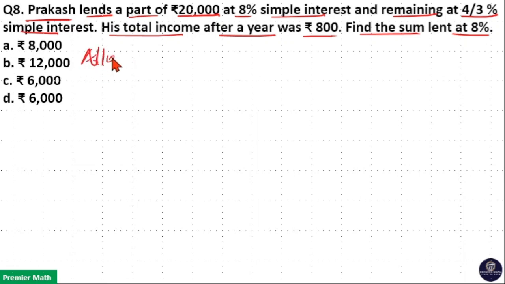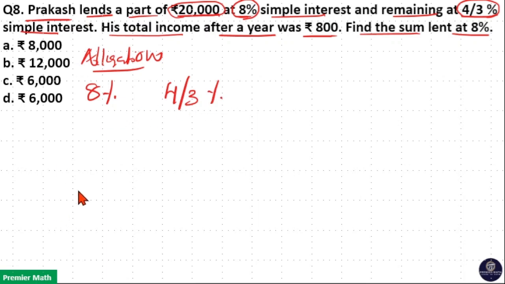Here alligation is the best method for these types of problems. The total money lent is 20,000 and part of this 20,000 is lent at 8% simple interest and the other part is lent at 4/3% simple interest. So write 8% and 4/3% on LHS and RHS respectively. Now income after a year was rupees 800. So this 800 is received from this 8% and 4/3% respectively. So write 800 in the middle.